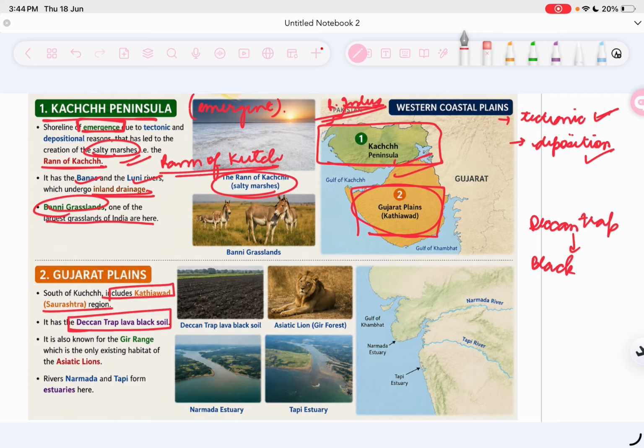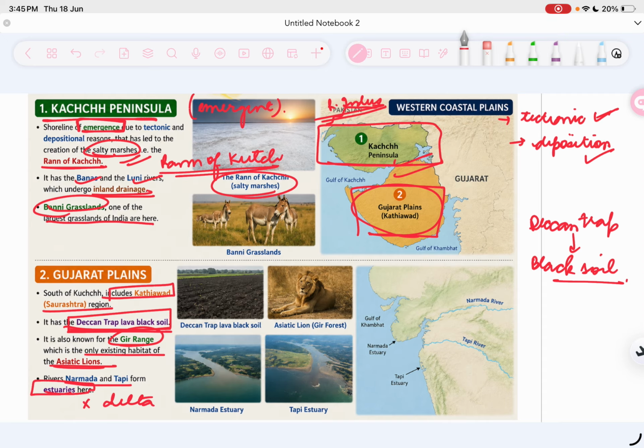In the Kathiawar plain, Deccan Trap lava black soil is still present, and it also has the Gir range, which is the only existing habitat of the Asiatic lion. It was also to be the place where cheetahs were earlier to be introduced, but now Gangasagar Wildlife Sanctuary is the place where they will be introduced. That's the second place. Also, Narmada and Tapi form estuaries here. They do not form deltas. They form estuaries here.